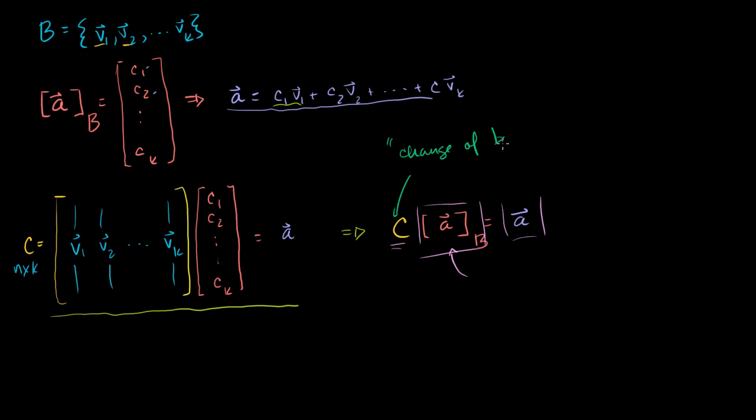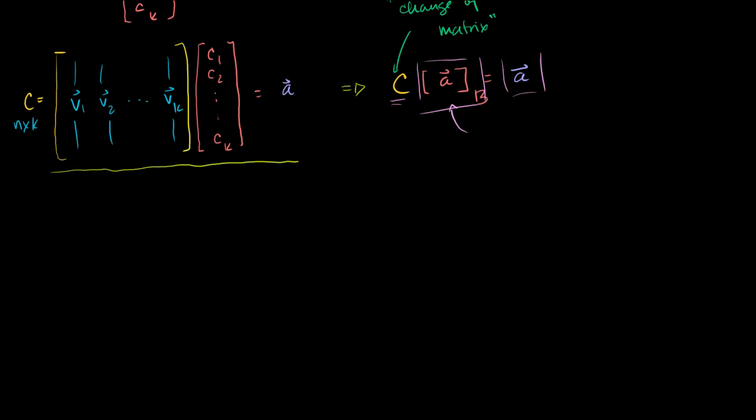Change of basis matrix, which sounds very fancy, but all it literally is, is a matrix with the basis vectors as columns. So let's just apply this a little bit to see if we can do anything vaguely constructive with it. Let's say that I have some basis. Let's say B for basis.